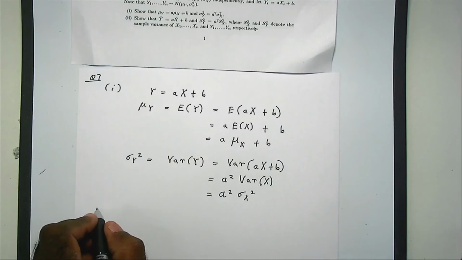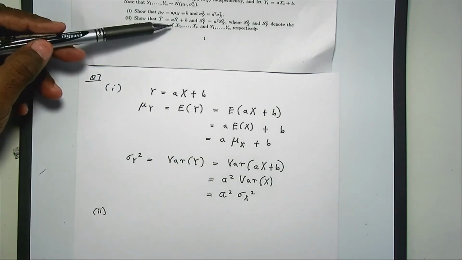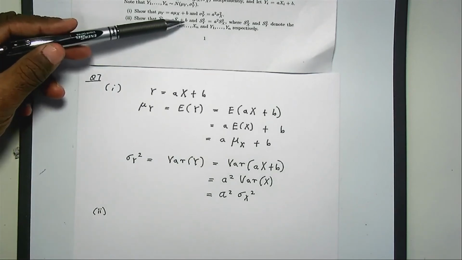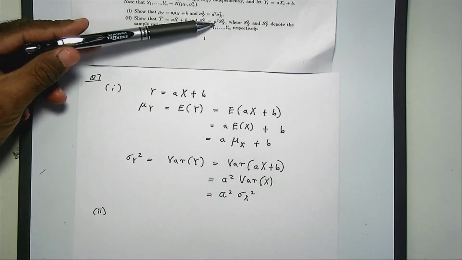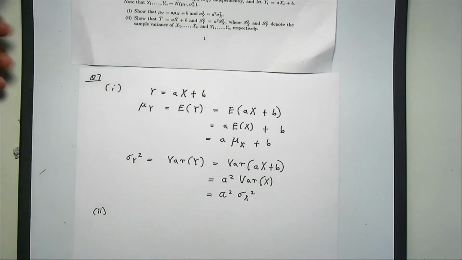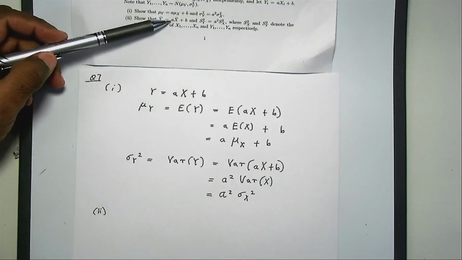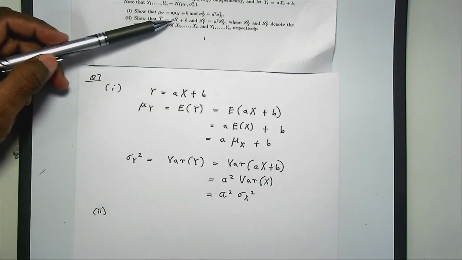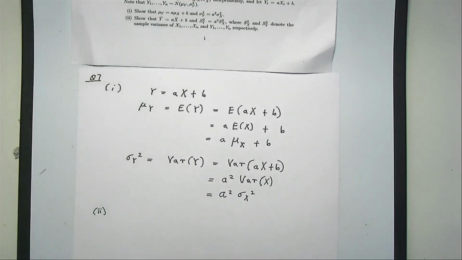Part 2, we want to show that y bar is equal to a x bar plus b, and sy squared is equal to a squared times sx squared, where sx squared is the sample variance for the x's. Sy squared is the sample variance for the y's. X bar is the sample mean for the x's, and y bar is the sample mean for the y's. Right. Alright, now let's see how we can do this.